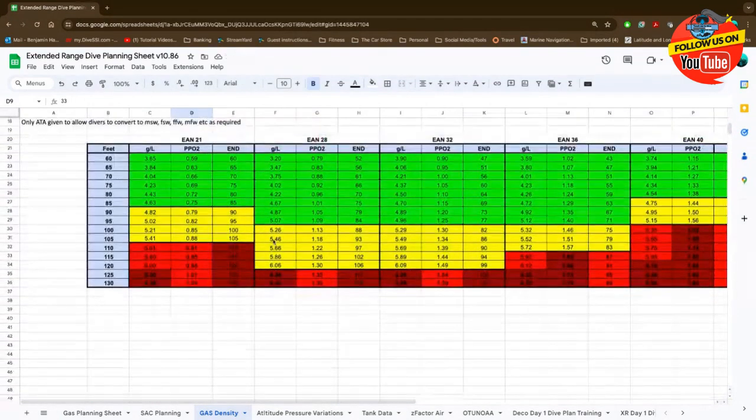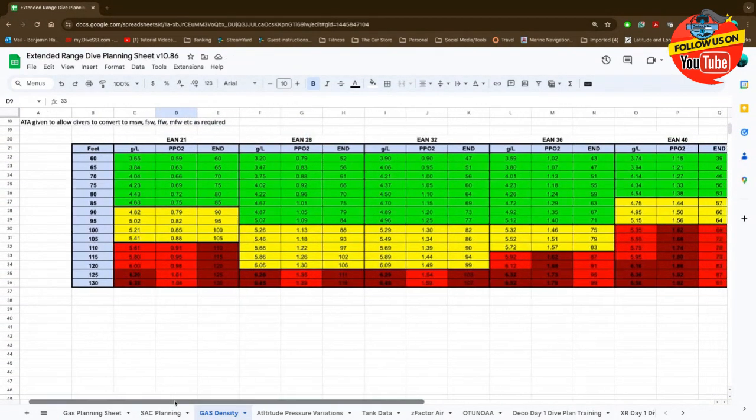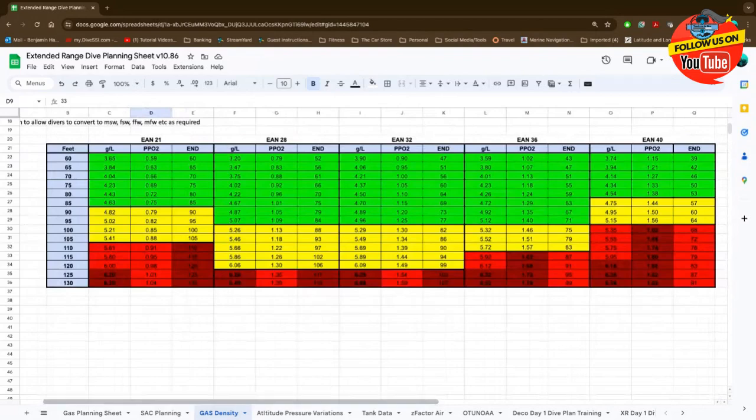So I went ahead and put this chart together, and I'd be happy to send this to you as well. This is my go, no go chart. On air, 21%, 85 feet is just fine for your gas density, for your partial pressure of oxygen, and your equivalent narcotic depth, where nitrogen can become narcotic.